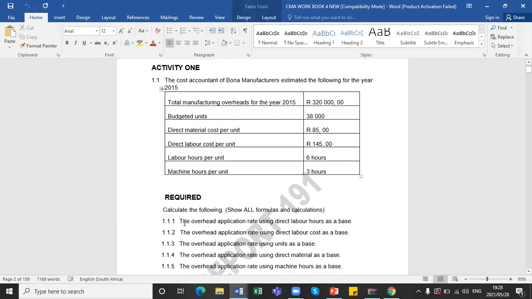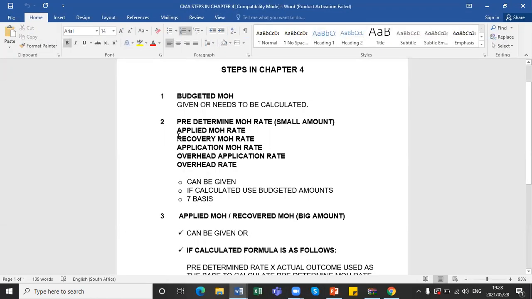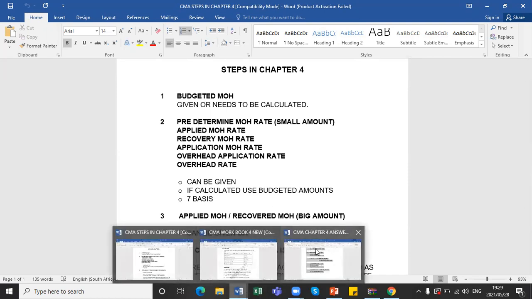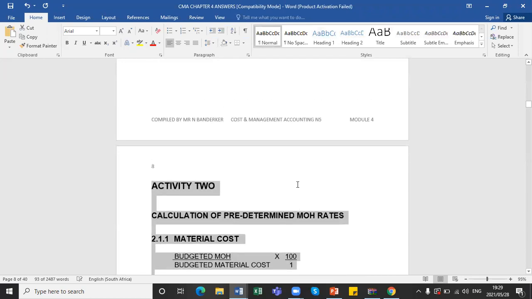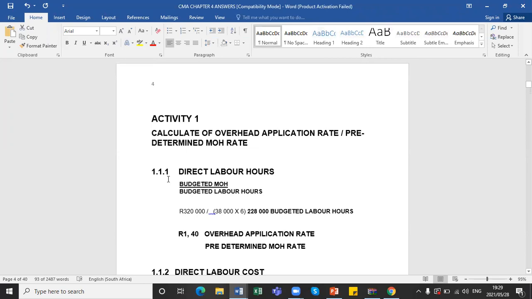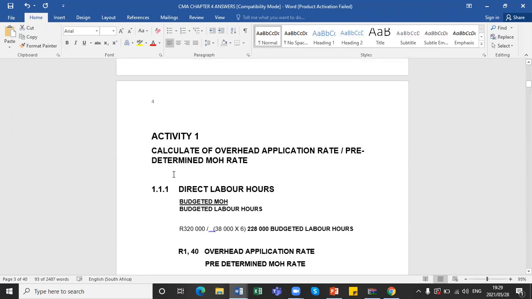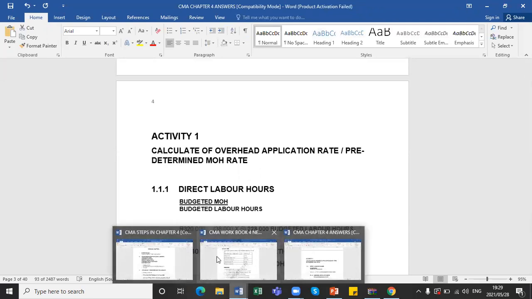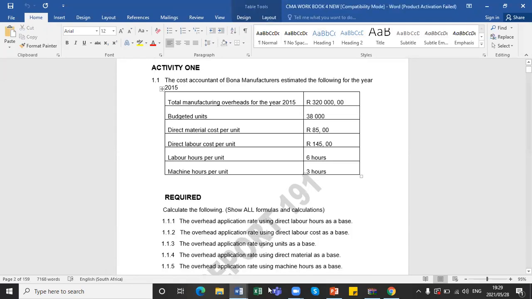Now, they say calculate the overhead application rate using labor hours as a base. So what step are they asking you? They're asking you to do step 2, but they didn't use the word predetermined rate. They used the word overhead application rate. So these are the answers, which I'm going to forward to you. So they say calculate a predetermined rate using labor hours as the base.